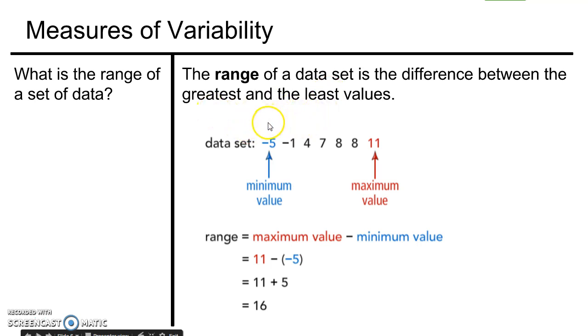So when you look at your data set, what is the biggest number, the maximum? What is the smallest number, the minimum? And you just subtract those. Now in this specific example, our maximum is 11. Our minimum is -5. So remember when we're subtracting a negative number, what happens when we have a double negative? We do plus plus, so we'd actually add them in this situation. Usually we're just subtracting, but if you do have a negative number, it might be different.